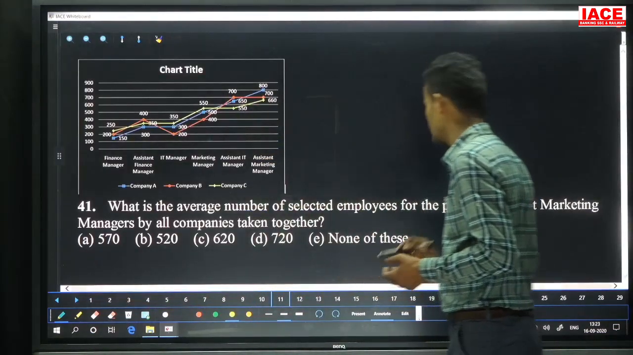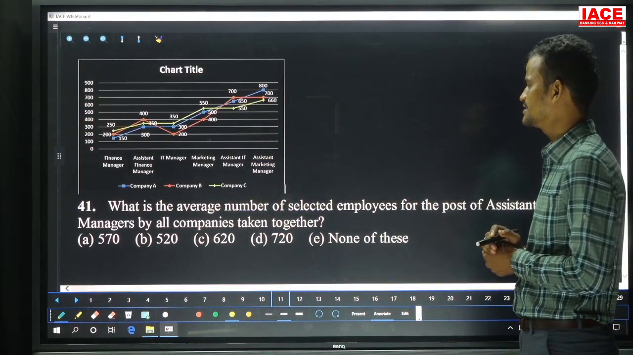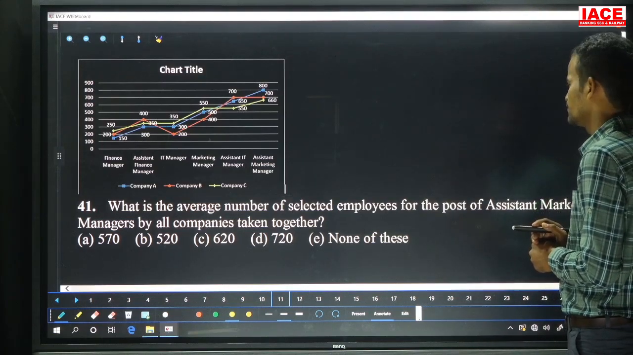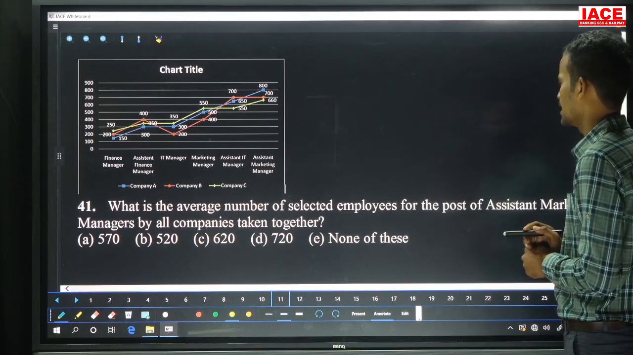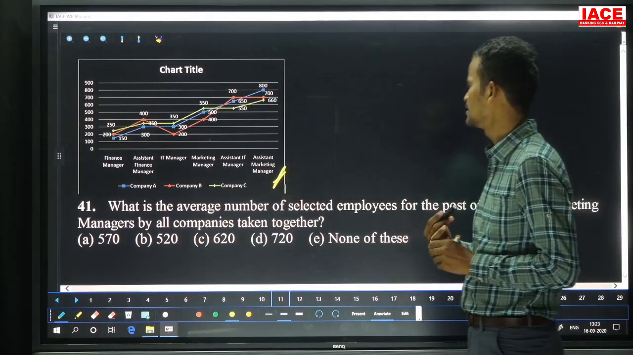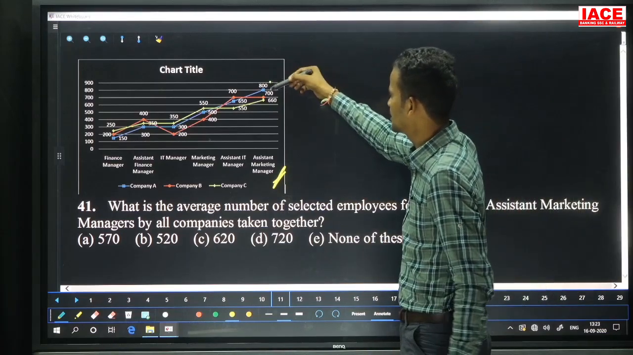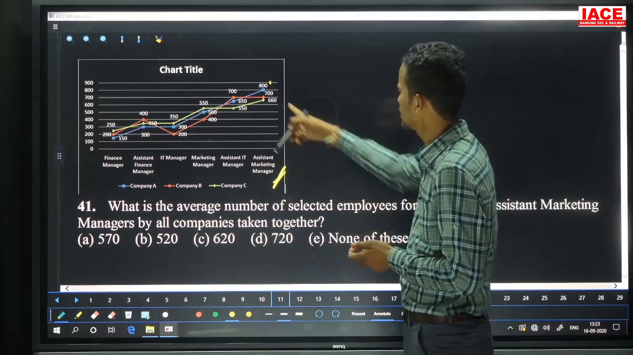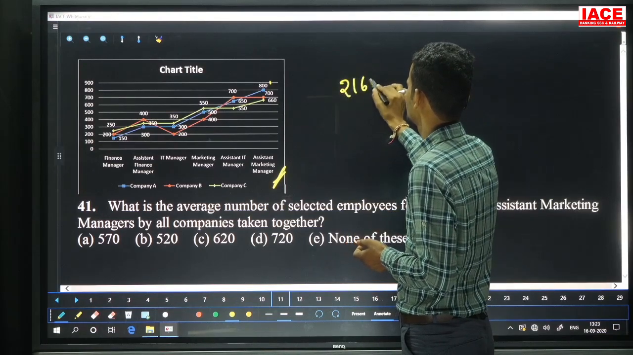What is the next question given, sir? What is the average number of selected employees for the post of assistant marketing manager? Assistant marketing manager, average for all together. So last one. Listen, sir. 800 plus 700, 1500. 1500 plus 600, 2100 plus 60, 2160. Total how many companies?